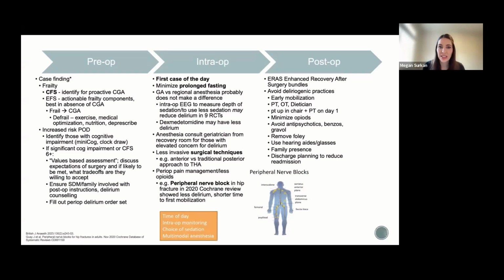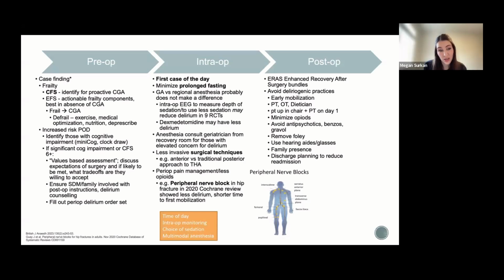In measuring frailty, I just want to flag it's not just the pre-op setting, but there are also things we can do intraoperatively and post-operatively. In places like Toronto, they have beautiful pathways developed for these more vulnerable older people. So pre-operatively, frailty case finding via the CFS would identify people that would benefit from CGA.